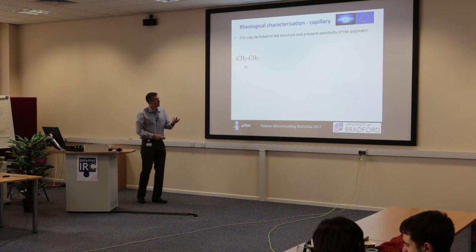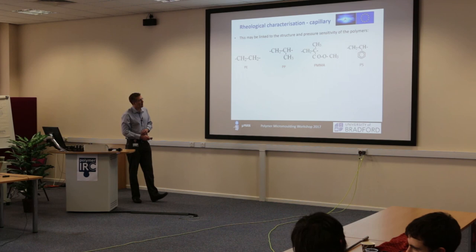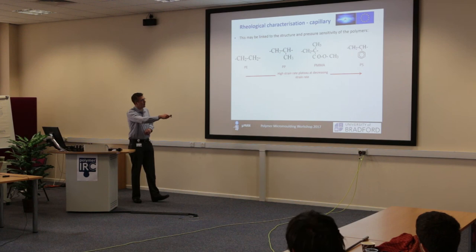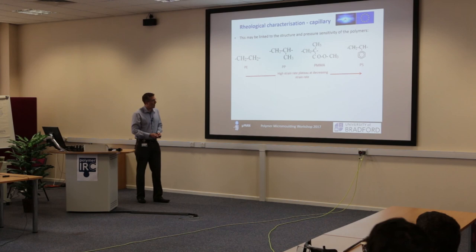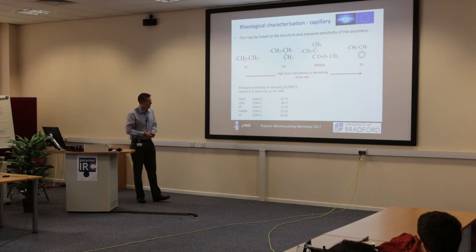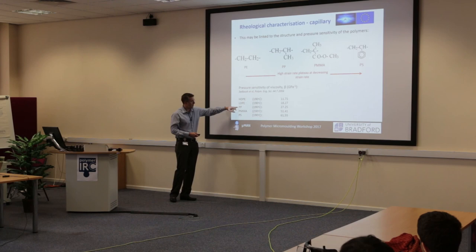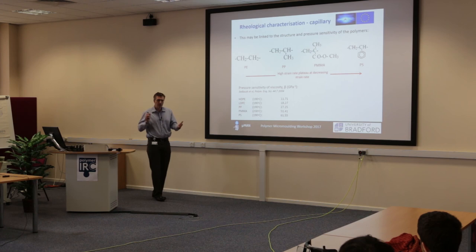If we look at the structure of polyethylene, polypropylene, PMMA, and polystyrene, we get more complex going down there, and the high strain rate plateau decreased. It became lower as the structure got more and more complicated. Our best guess at why this was is that it's linked to the pressure dependence of viscosity, because viscosity itself is pressure dependent. This is from someone else's publication, which characterised the pressure dependence of viscosity for these different materials. For polyethylene, it's relatively low. It goes up for polypropylene, and for PMMA and polystyrene, it gets significantly higher. So we think because we're generating such high pressures, the pressure is having quite a big effect on viscosity. So we think it's a pressure dependence.